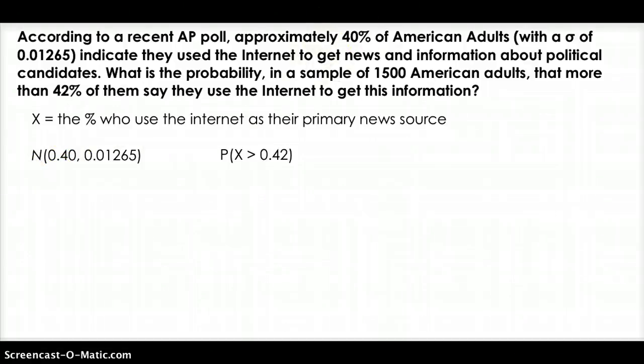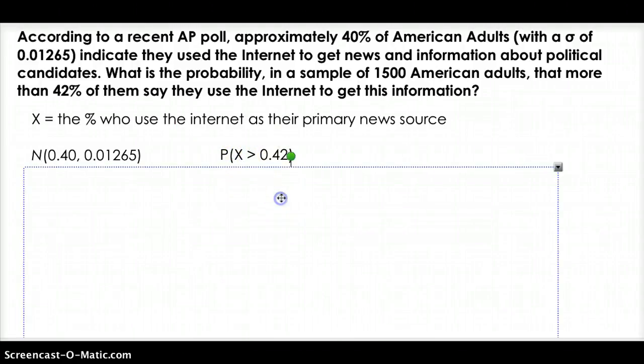Since our original poll showed 40% of American adults using the internet, that's going to become our mean, and we were told our standard deviation was 0.01265. Now, we are interested in what percentage of people use the internet to get this information, and what's the probability that more than 42% of them said that they got this information. So here's our problem. I want to know the probability that a random variable is greater than 0.42.